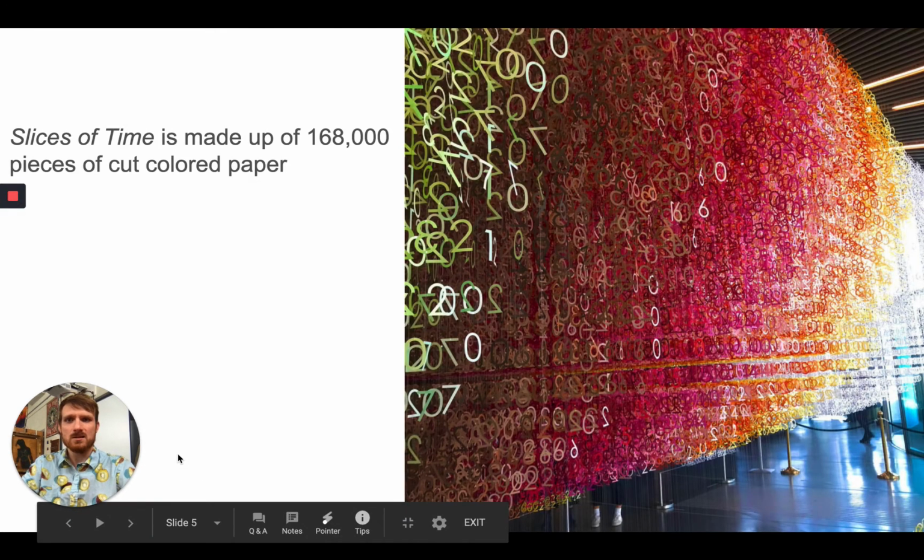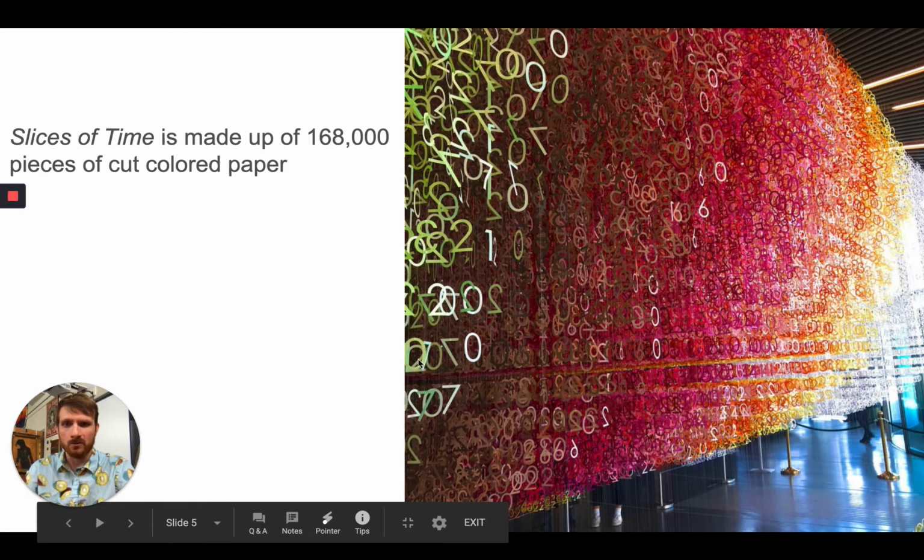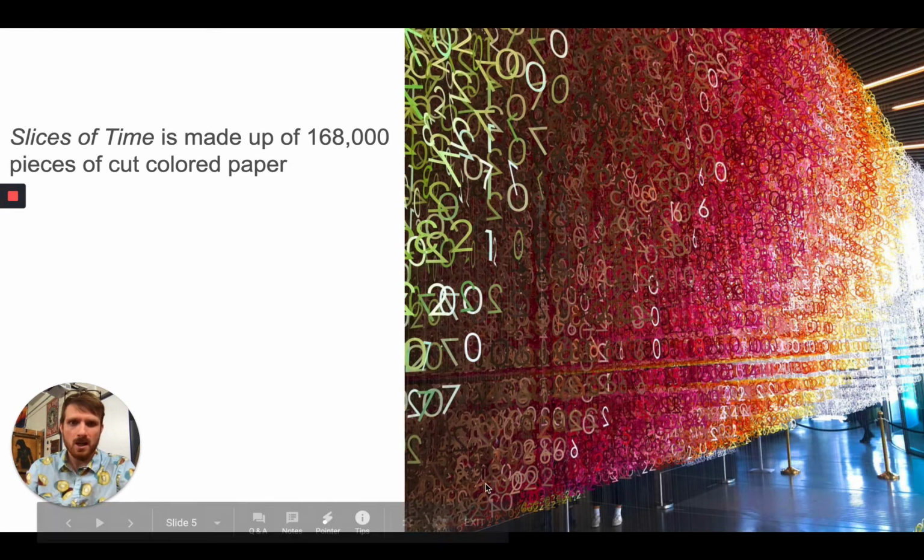Slices of Time is made up of 168,000 pieces of paper. She ranges through 100 different colors or 100 different hues. As we can see here, we've got a variety of shades of green before we move into these dark brown ones, and moving into the oranges, into some reds and pinks, and then into the true oranges, over into the yellows and whites.